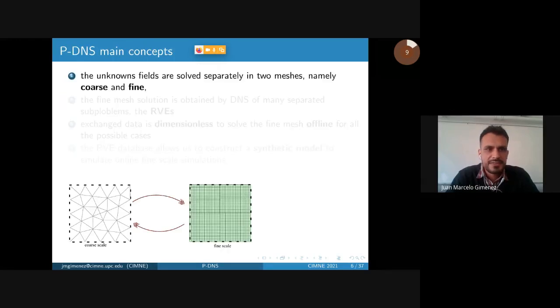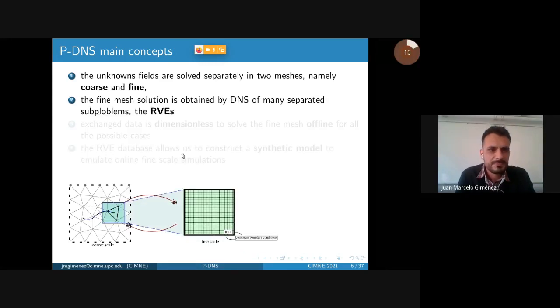Well, Pseudo-DNS is a multi-scale approach. I will tell you four main concepts about Pseudo-DNS. The unknown fields are separated into meshes. We call them the coarse mesh and the fine mesh. So we solve the problem in a coarse and a fine mesh. But instead of solving all the fine mesh, we split the fine mesh solution in many separated subproblems. We call them RBEs, taking some ideas from the study of composite materials.